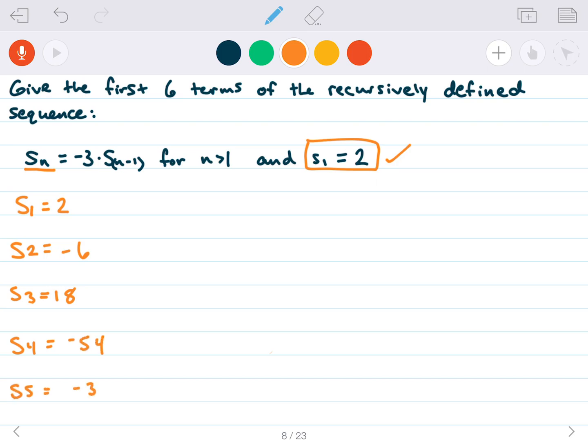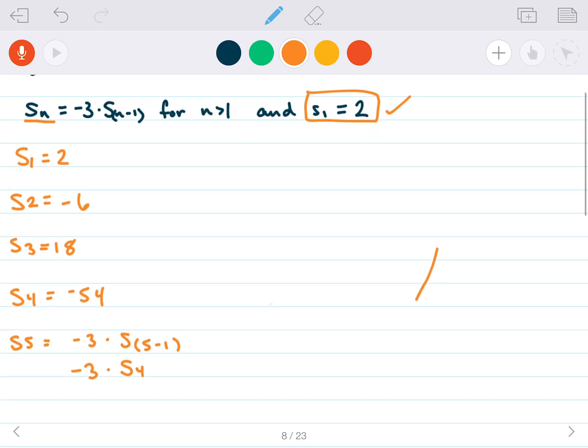S sub 5 is negative 3 times S sub 5 minus 1. So this is going to be negative 3 times S sub 4. S sub 4 we just found to be negative 54. So this is negative 3 times negative 54, which is 162. So S sub 5 is 162. And S sub 6, you guys can verify this, is going to be negative 486 when we plug in 6 for n.